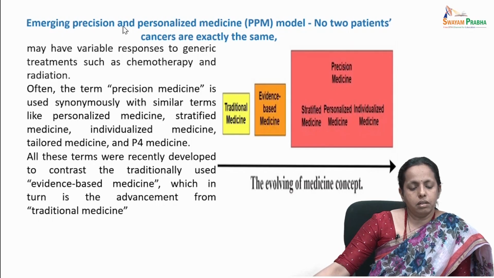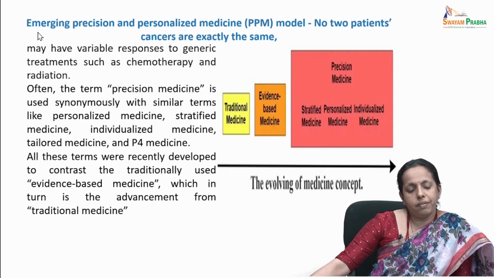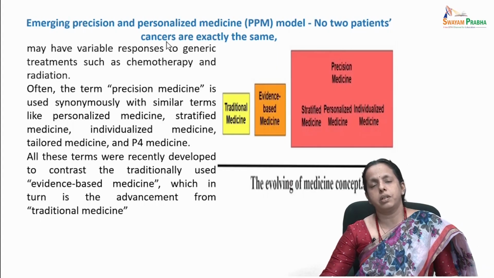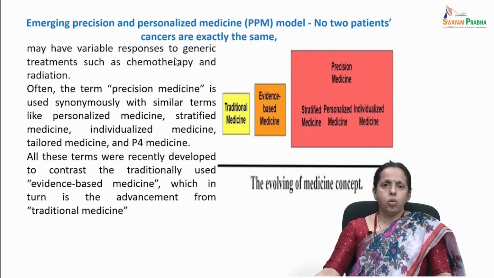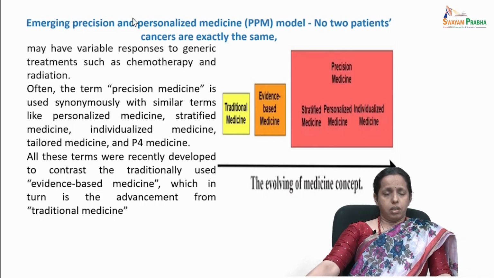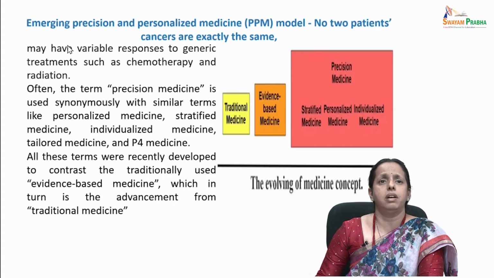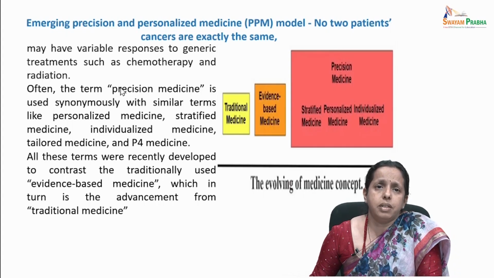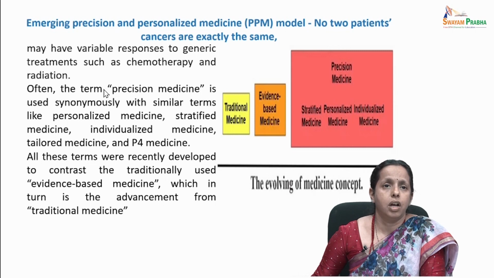Why are we talking about precision medicine, precision oncology? Because no two patients' cancers are exactly the same, and many of these will have variable responses to treatments such as your chemotherapy and radiation. Precision medicine is synonymously used with similar terms like stratified medicine, individualized medicine, tailored medicine, and P4 medicine.